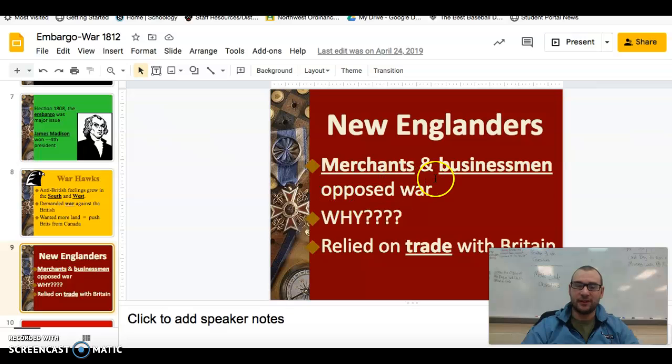All right, so New Englanders, merchants and businessmen, opposed the war because they were more reliant on trade with Britain to make their money. So obviously, if we go to war with Britain, their ability to make money stops. So our country split on these lines.